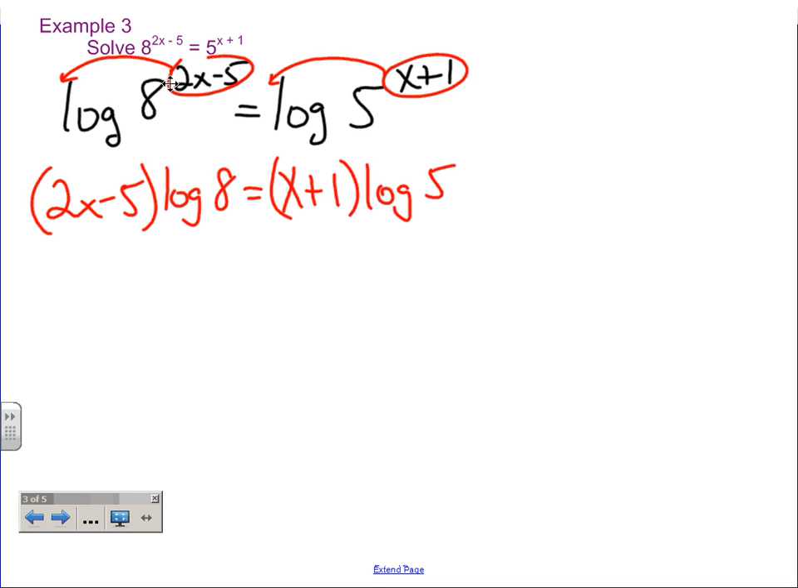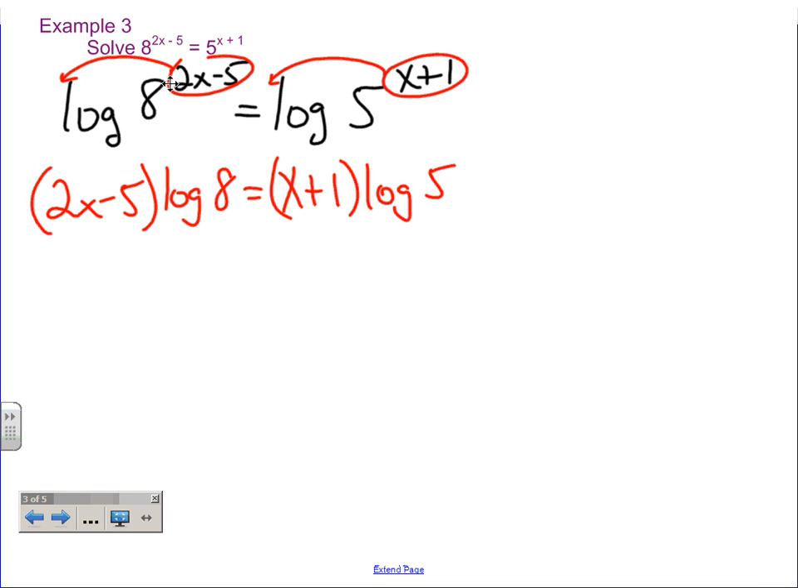Log of 8 is some number. Log of 5, some number, neither of which are nice. So we have a choice to make. Either I go find what log of 8 is and take that really not nice decimal and distribute it to 2x minus 5, and then go find log of 5, again a not nice decimal, and distribute that to x plus 1. That's one option.